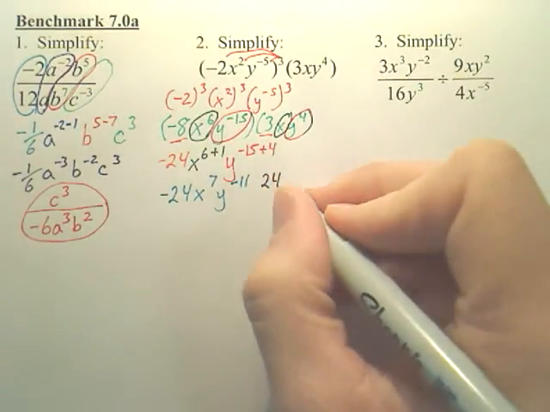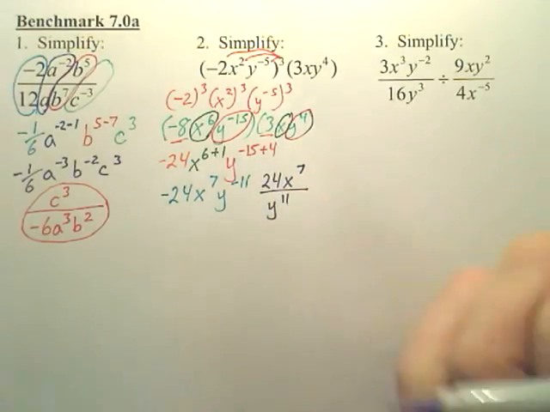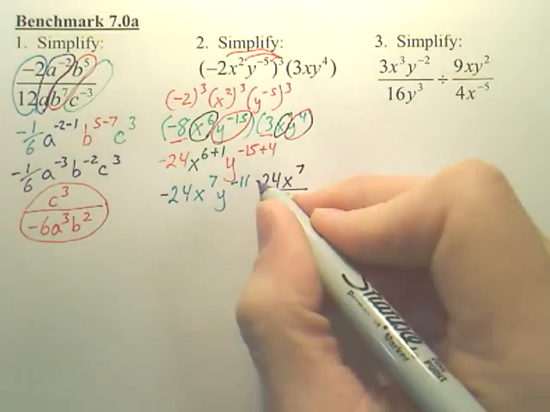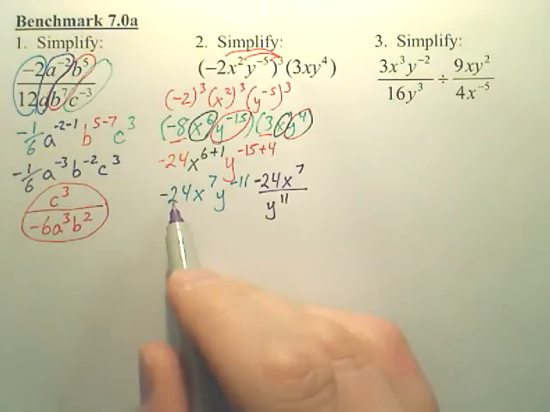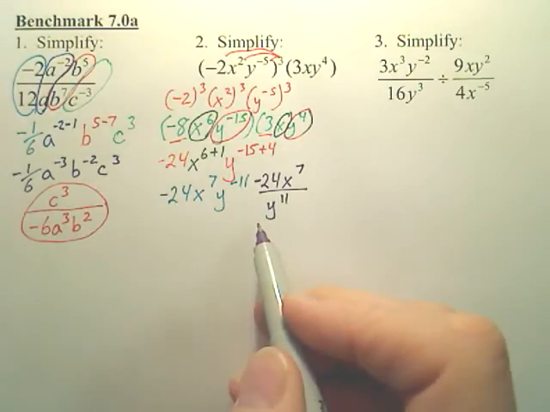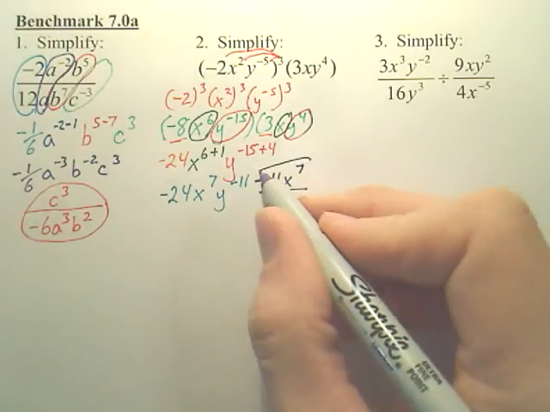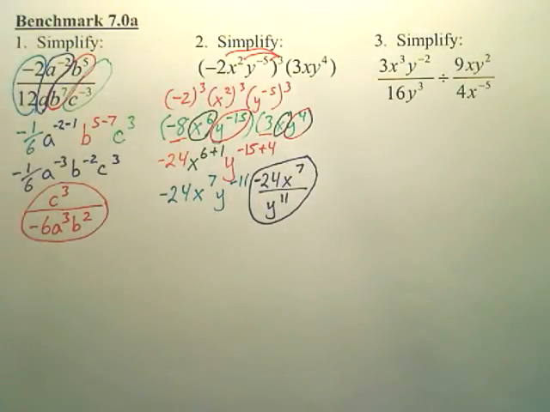So my final answer is this, because the negative power drops. But don't forget the negative here. Now some people, because they think this is negative, because it's negative, they think it goes to the bottom, because they assume it's a power. It's not a power. It's just a negative 24. It stays on top. That is only negative powers drop to the bottom, not negative values.